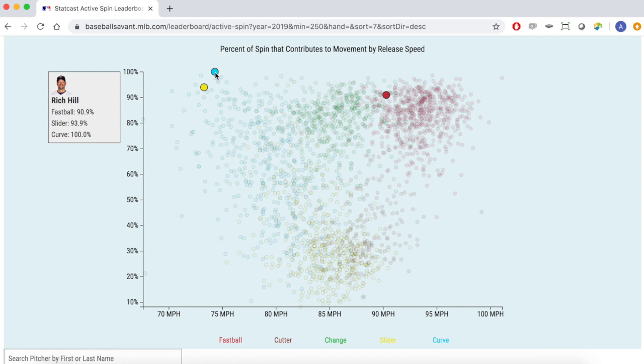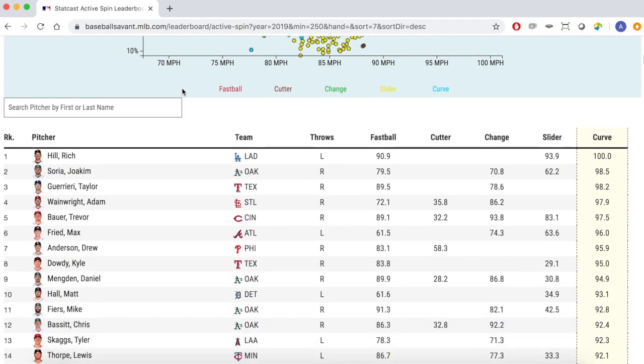And also, since you have it sorted by this, Adam Wainwright and Trevor Bauer and Max Fried are also guys with outstanding curveballs. And this tells you a little bit of how they're getting the most out of what they have available to them.